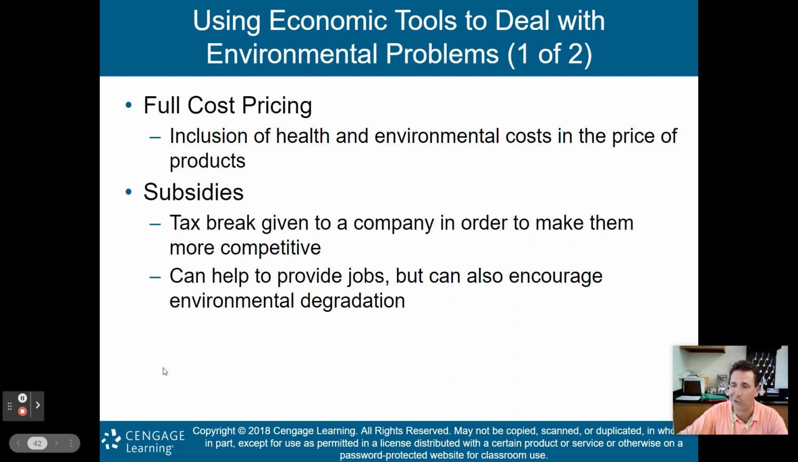Again, here's that full cost pricing you're going to hear me talk about all the time. That's the inclusion of health and environmental costs in the price of products. So like I said, if we took in the full cost pricing, gas would be about $14 per gallon here in the United States. Subsidies are those tax breaks given to a company in order to make them more competitive. Again, this can help provide jobs, but it also can encourage that environmental degradation we talked about.